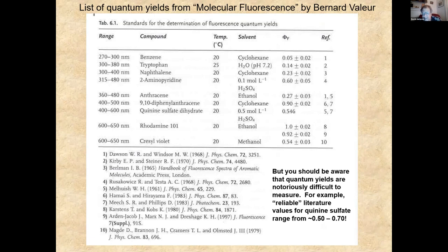But I also want to bring up the point that quantum yields are very difficult to measure. Okay, if you look at literature values, for example, for quinine sulfate, which is one of the standards, you see literature values going from about 0.5 to 0.7, and that's done by good groups. So that's why when I review a paper where they talk about a quantum yield, I like to see what they used as their standard, what value they used, and how they did it. And it's important to know these things to really judge the value of a quantum yield.